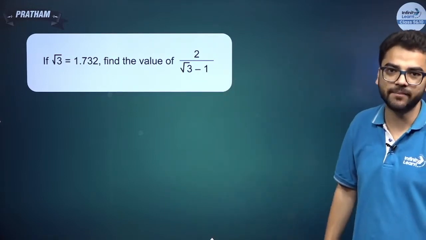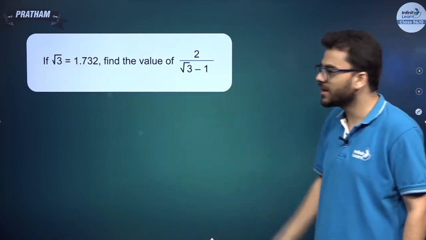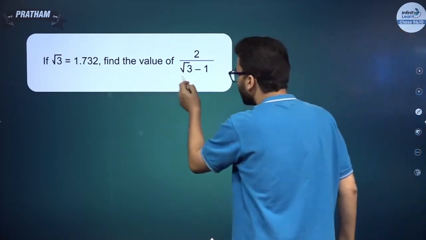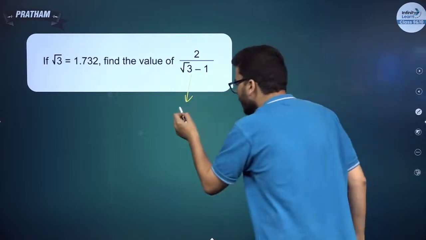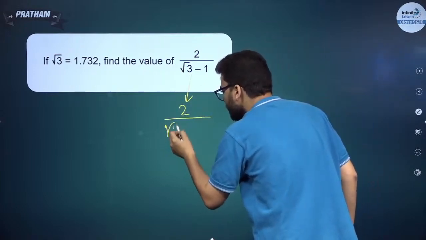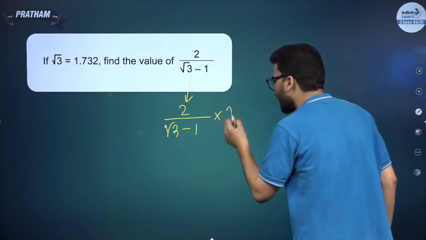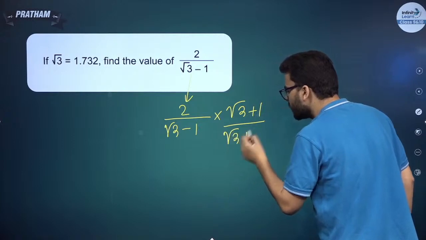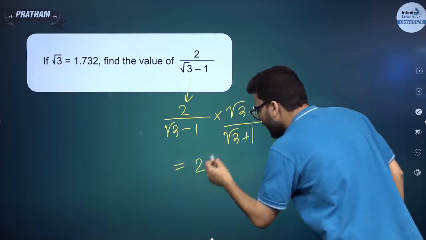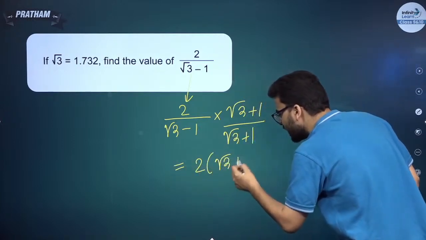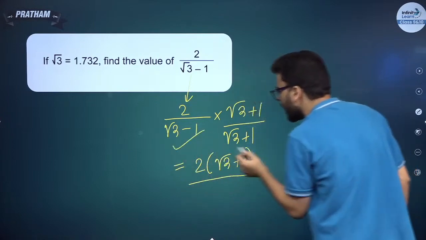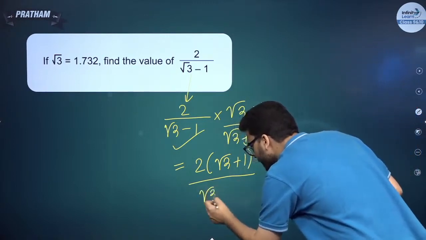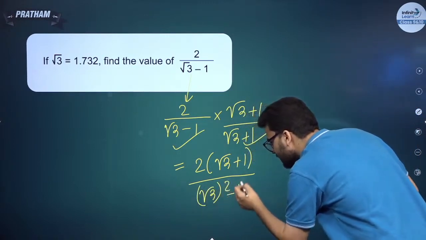rationalization of denominator. Over here, if you directly put root 3 is equal to 1.732, it's going to waste your time. So what we can do, before putting the value of root 3 over here, we can rationalize the denominator. This is root 3 minus 1. So I can multiply and divide by root 3 plus 1 over here, right? Multiply and divide by root 3 plus 1. So basically in the numerator you will get 2 into root 3 plus 1, and in the denominator it is of the form a plus b, a minus b. So that will be a square minus b square. So it will be basically root 3 square minus 1 square.